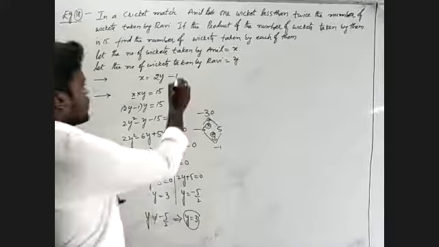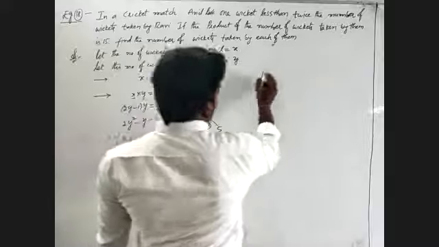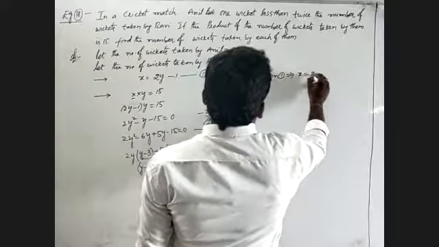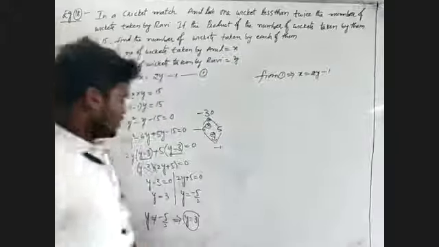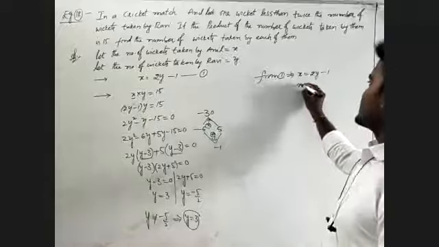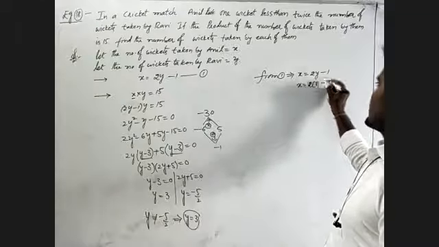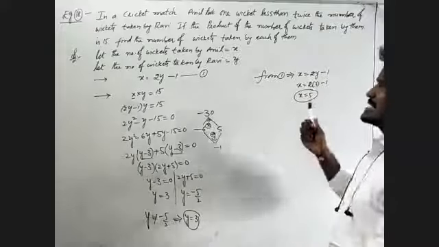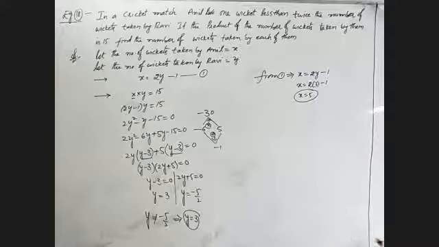Now I am going to go from equation 1. From 1 we have x = 2y - 1. We know the value of y is 3, so x = 2 into 3 minus 1, which is 6 - 1, which becomes 5. That is, x is the number of wickets taken by Anil.